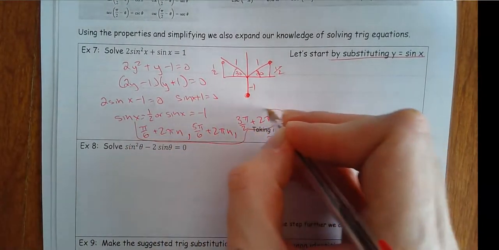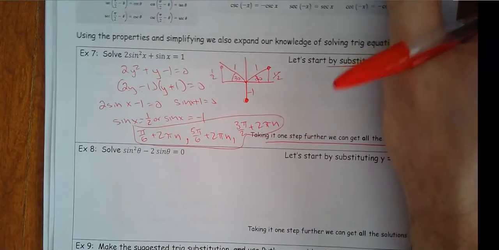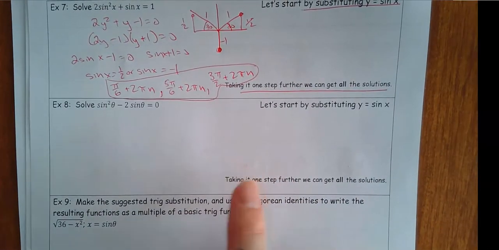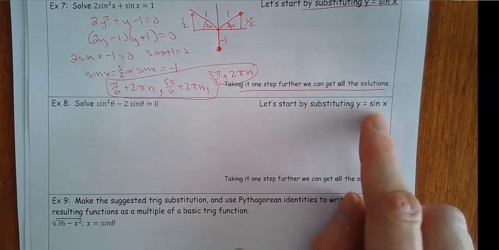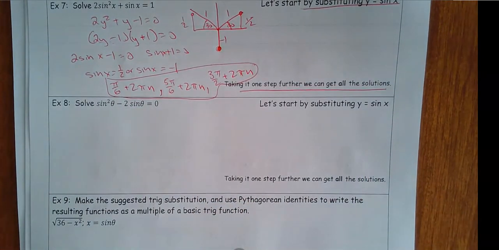So there's my answers to that one. Same idea here. When you see something like this, sine squared and sine, I think I'm probably going to factor with that. So if it helps you, plug in a y. If you don't need to, that's fine. You don't have to do that y thing.